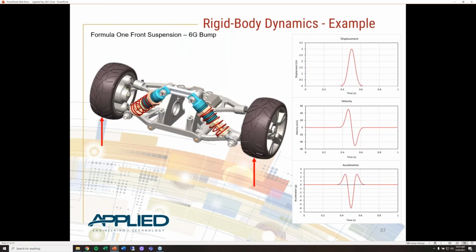We do have an example of a Formula One front end suspension. We're going to apply a 6G bump to those tires in this example. We can see the top right displacement curve. That's actually how this load is applied. We're applying a displacement to the tires over 0.2 seconds of time, which results in our 6G acceleration. I've also got the velocity and acceleration calculations from that curve there.